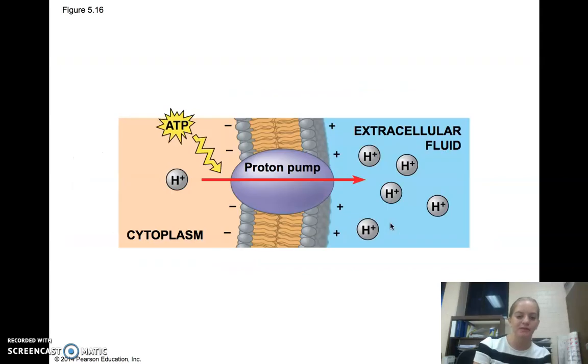So here's an example of the proton pump. You can see once again there's a protein. We're moving hydrogen ions, H+, which are also known as protons, that's why it's called the proton pump, from low to high concentration, and we need that ATP.